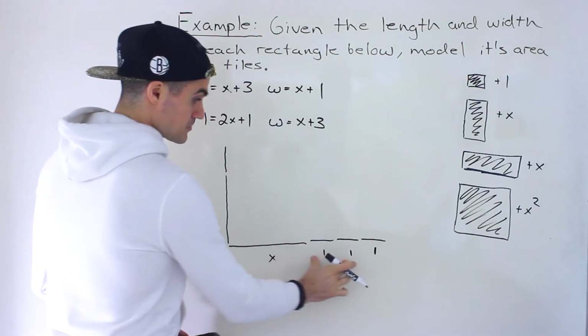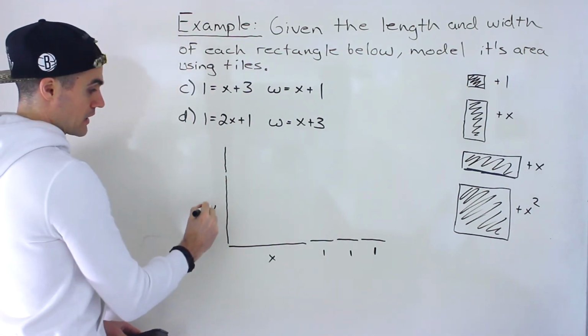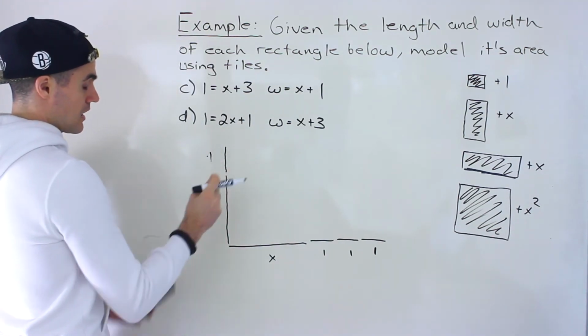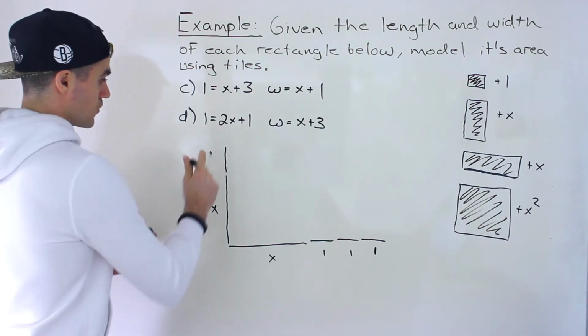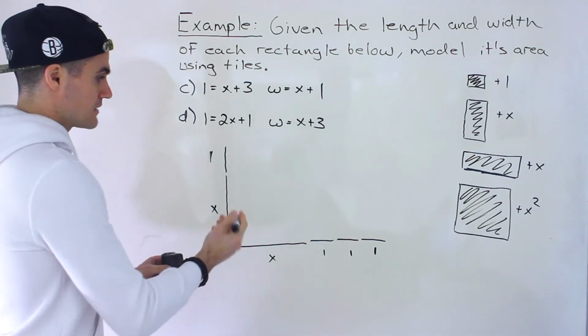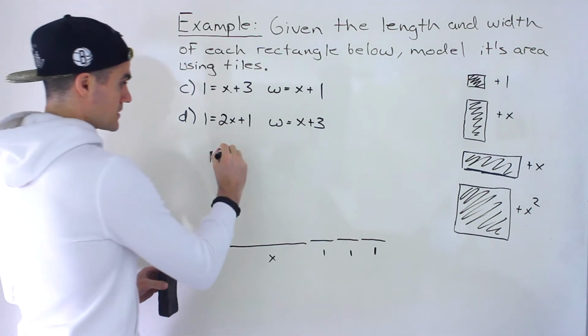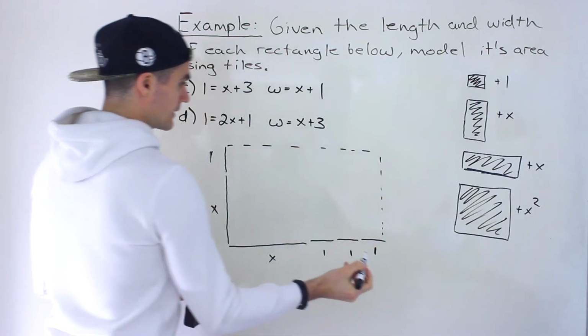So that represents x plus 3 for the length. And then over here for the width, we got x plus 1. And so now what we do is we fill out this rectangle. So let's start with the outer borders like that.